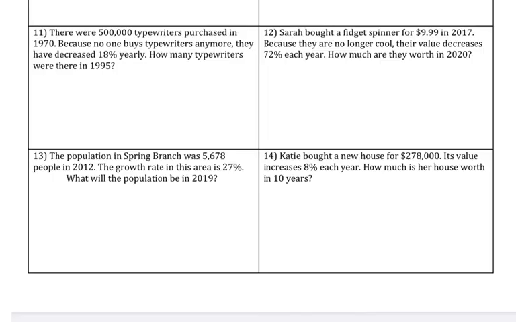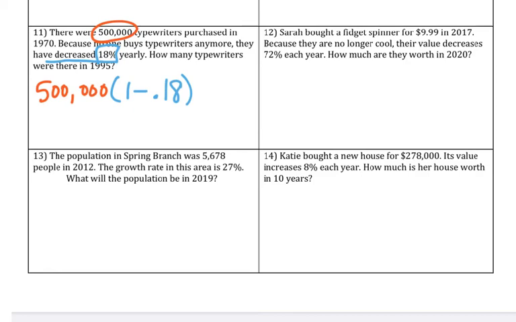All right, number 11. There were 500,000 typewriters purchased in 1970. Because no one buys typewriters anymore, they have decreased 18% yearly. How many typewriters will there be in 1995? Okay, starting value, easy. 500,000 typewriters. These typewriters are decreasing, so it's 1 minus 18%, which is 0.18. So now I need to figure out the number of years.